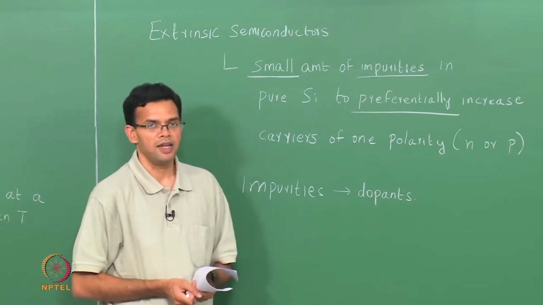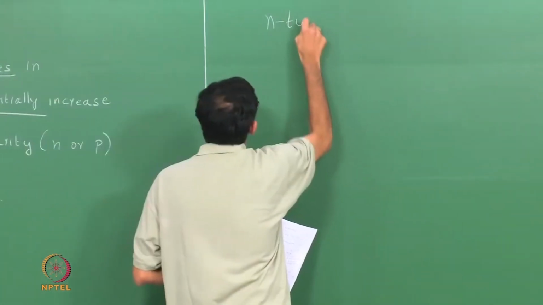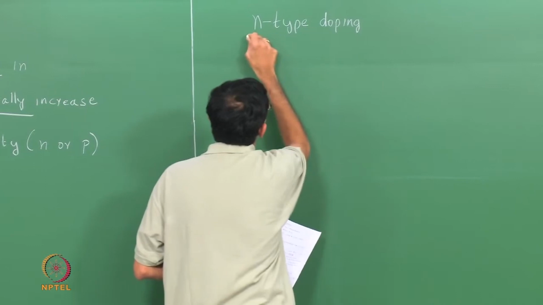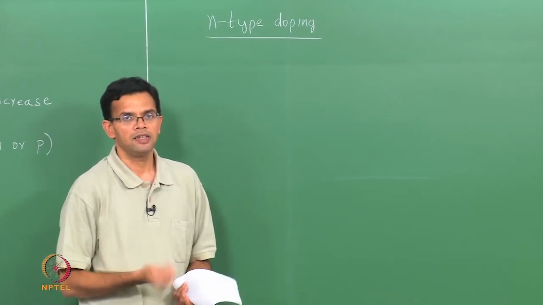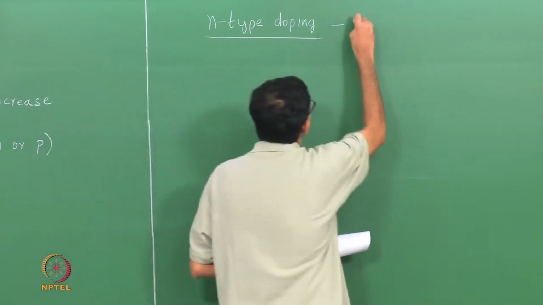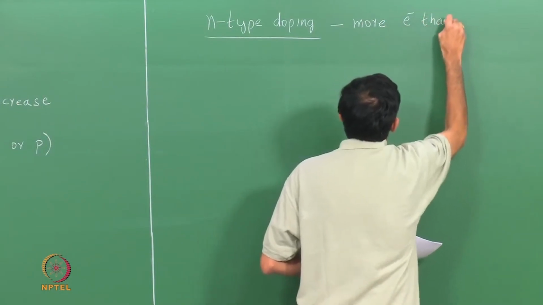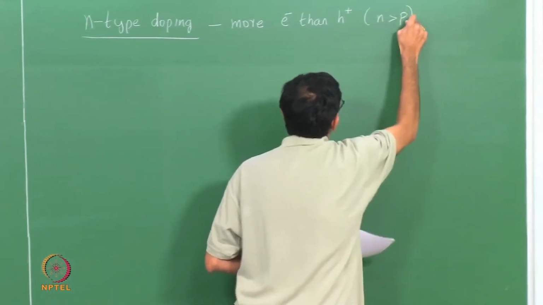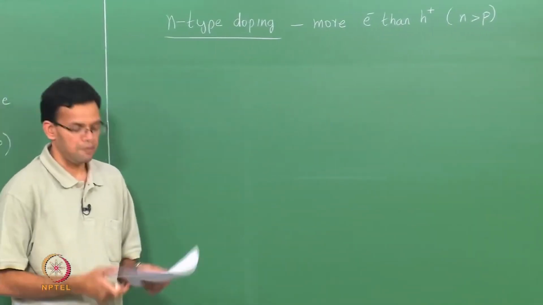First, we will start with n-type doping. As the name implies, in the case of n-type doping, we preferentially increase the number of electrons. So, we have more electrons than holes. Another way of stating this is n will be greater than p. So, let us see how we can achieve this n-type doping.